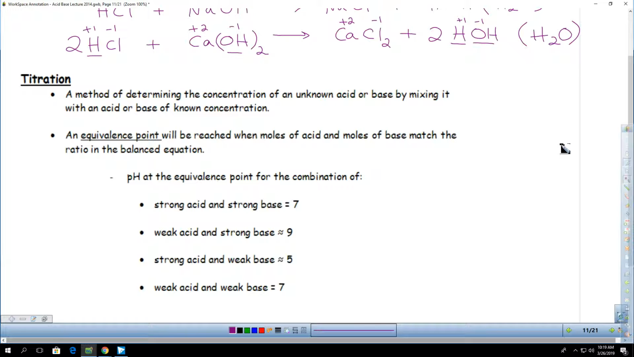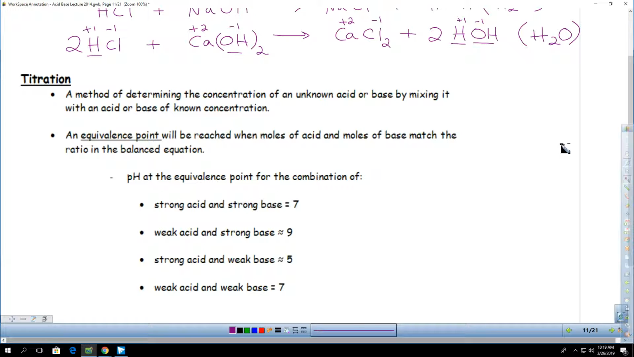But this method, this laboratory method, is called a titration. And the idea is that we're going to mix the acid and the base until we hit something called an equivalence point. And when you see the term equivalence, it makes you think that something is equal, equivalent, something must be equal. Yes.